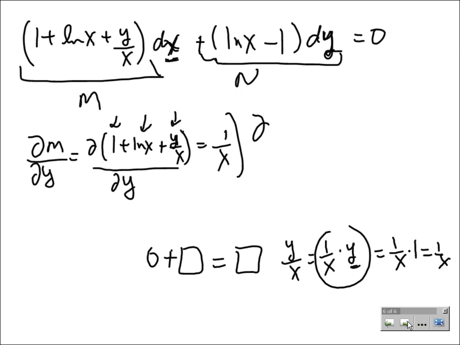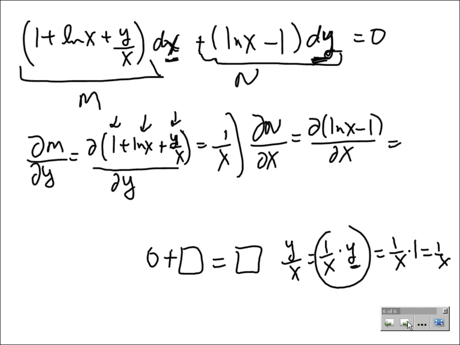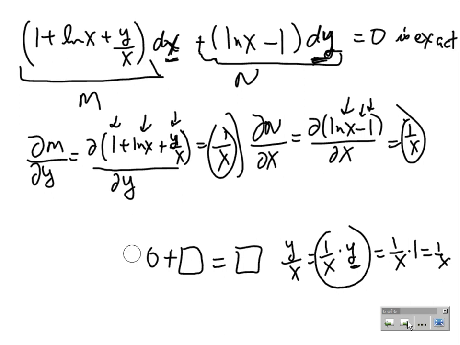Alright, now what about the partial of N with respect to the other letter? What's the partial of ln of x minus 1 with respect to x? Well, the derivative with respect to x of ln of x is 1 over x, minus the derivative of 1, which is 0, and taking away 0, don't bother. Oh, look at this, folks. We got the same answer. So this top equation is exact.